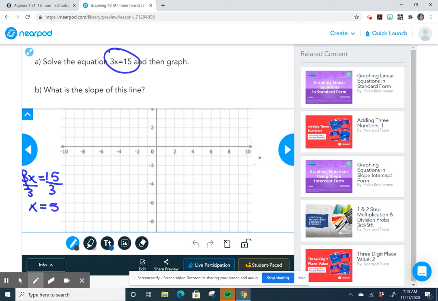We have x equals 5. Well, we need the line. The line happens where x equals 5. So I just plotted a point, 5, 0. Think of another point.